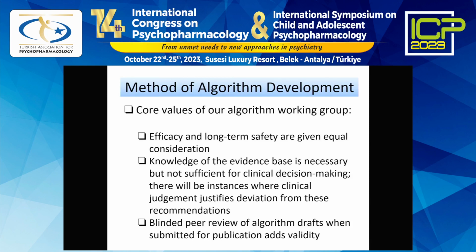So you might have a drug that's more efficacious, but whose long-term safety is inferior to other products, and then it'll be lower in the algorithm. For example, in our schizophrenia algorithm, we place olanzapine lower because it has longer-term safety problems, even though it may have a slight edge over other non-clozapine antipsychotics in terms of efficacy.